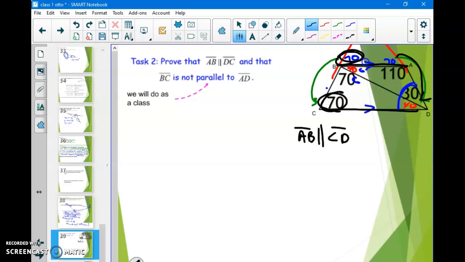Now, if I want to try to do the same thing going the other direction, if I try to extend this out and say that this will be the same as that, we get 40, 70 is 110, that makes that 70. So is that and that the same? No. If they were parallel, then they would have to be the same because they're corresponding angles. So in that, we're saying that BC is not parallel to AD by corresponding angles.